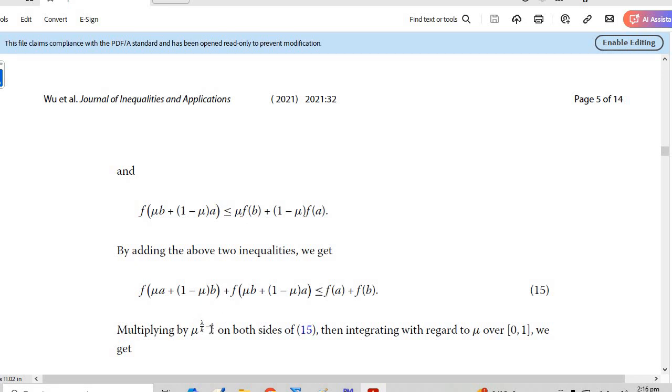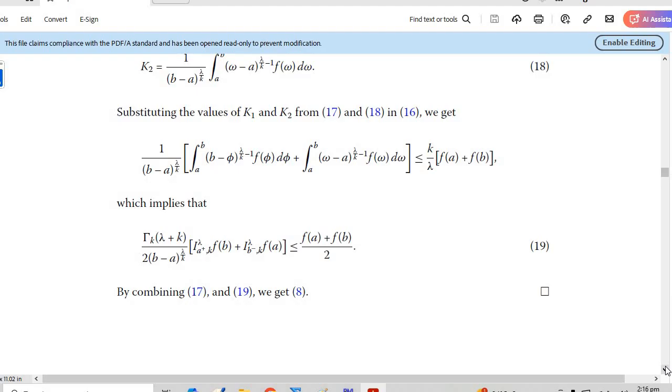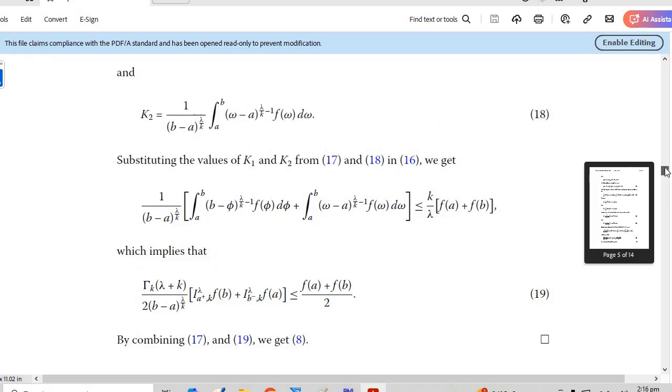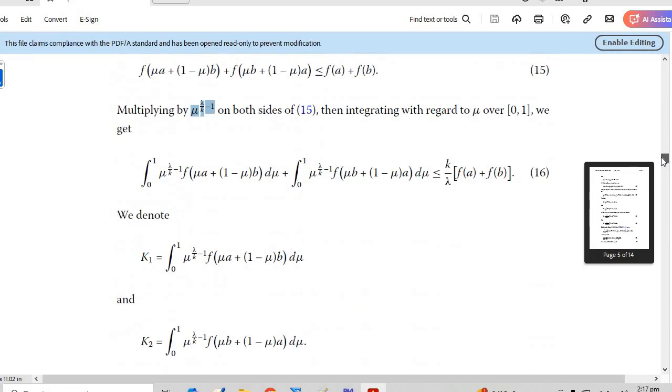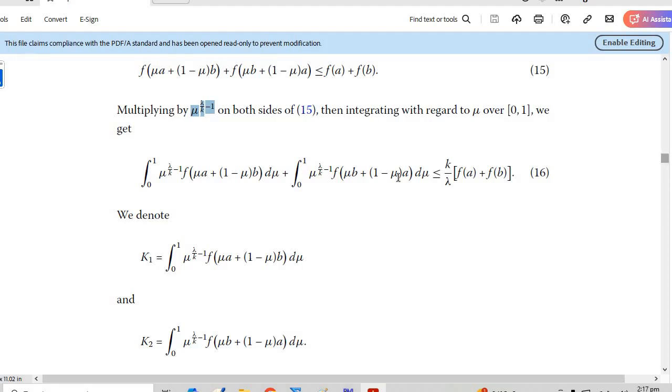So multiply the inequality number 15 by this chosen special term on both sides, and then integrate over the interval 0 to 1. What can we get? Surely we can get the inequality number 16, and the two integrals I1 and I2, in this case, become this one and this one. Let us call them K1 and K2.